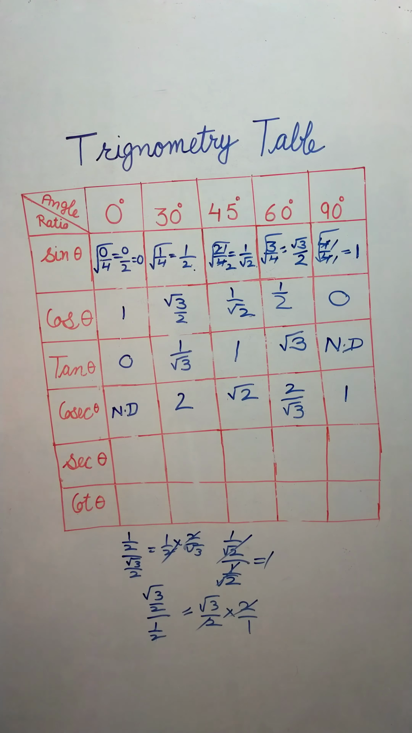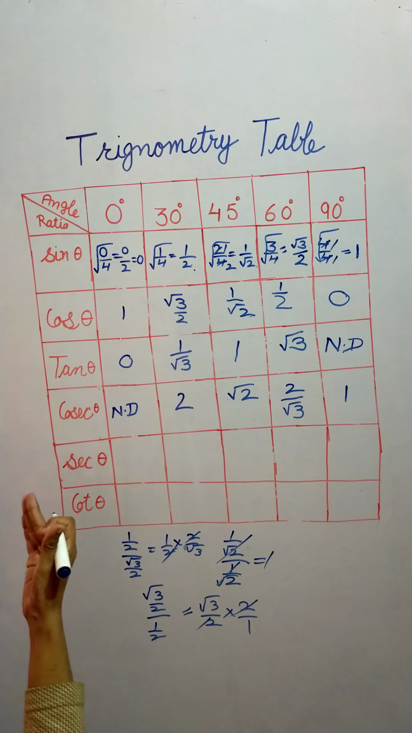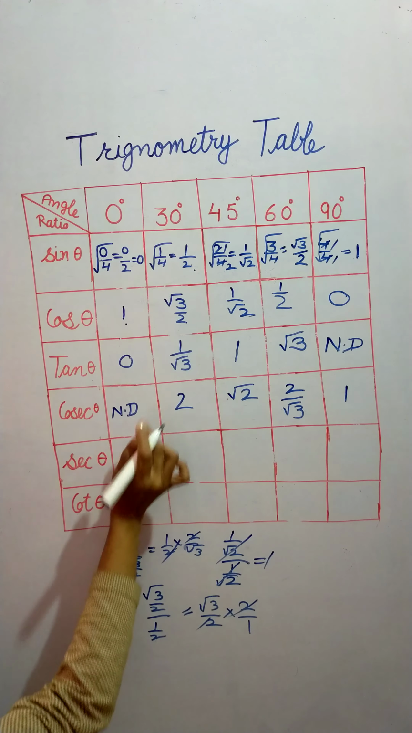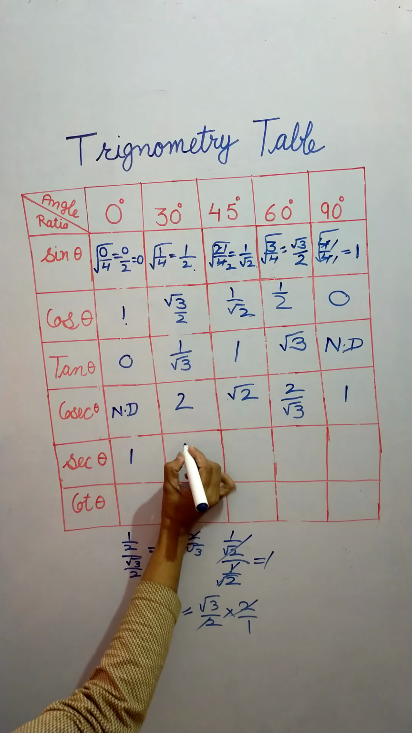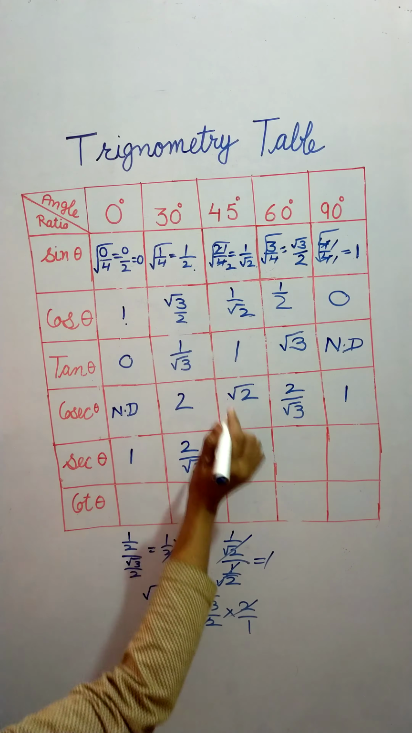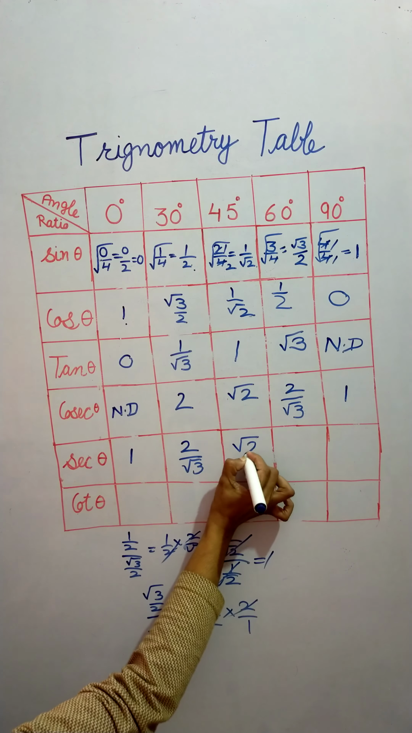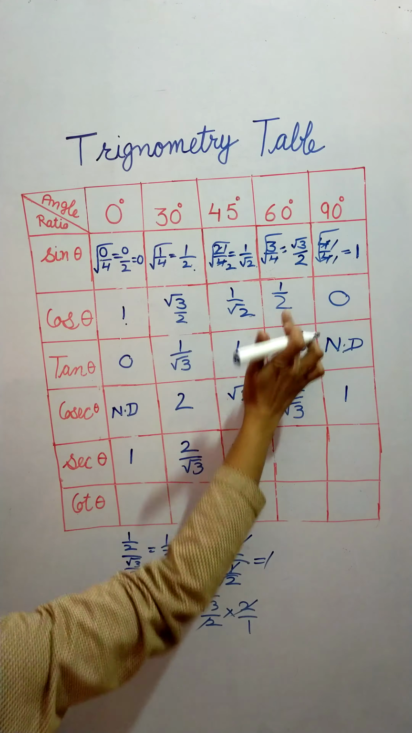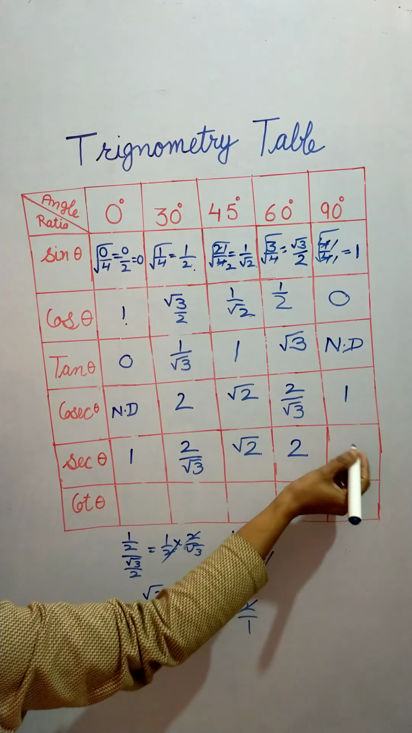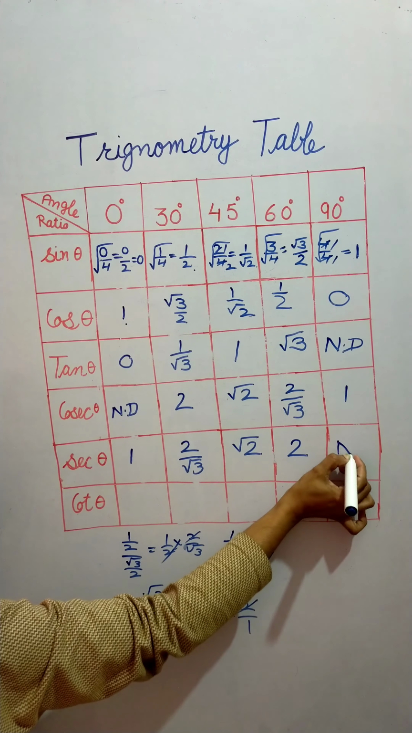Secant theta. Secant theta is the reverse of cos theta. So reverse of 1 is 1. Reverse of under root 3 by 2 is 2 by under root 3. Reverse of 1 by under root 2 is under root 2. Reverse of 1 by 2 is 2. Reverse of 0 by 1 is 1 by 0. This is not defined.